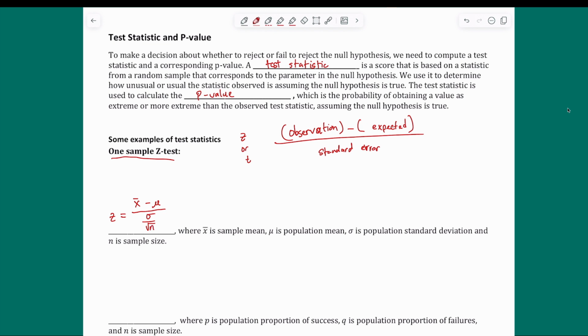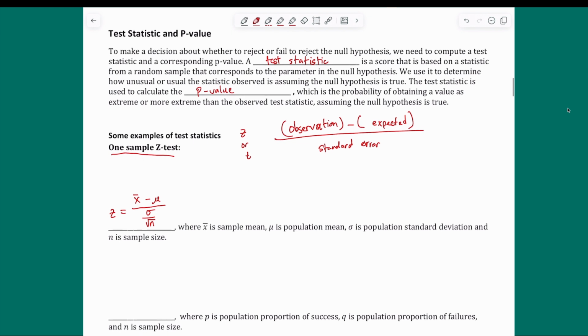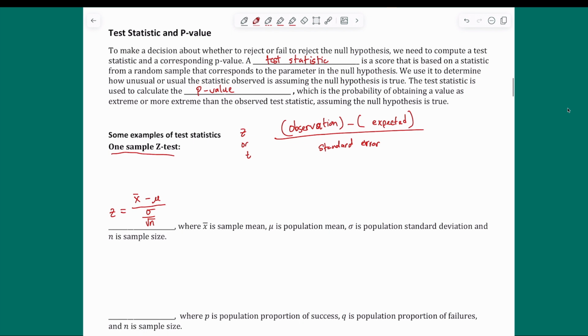Okay, so once again, this is z equals x bar minus mu, divided by sigma divided by the square root of n, where x bar is the sample mean, mu is the population mean, sigma is the population standard deviation, and n is the sample size. Okay, so that's the test statistic that you would use for a one-sample z-test.